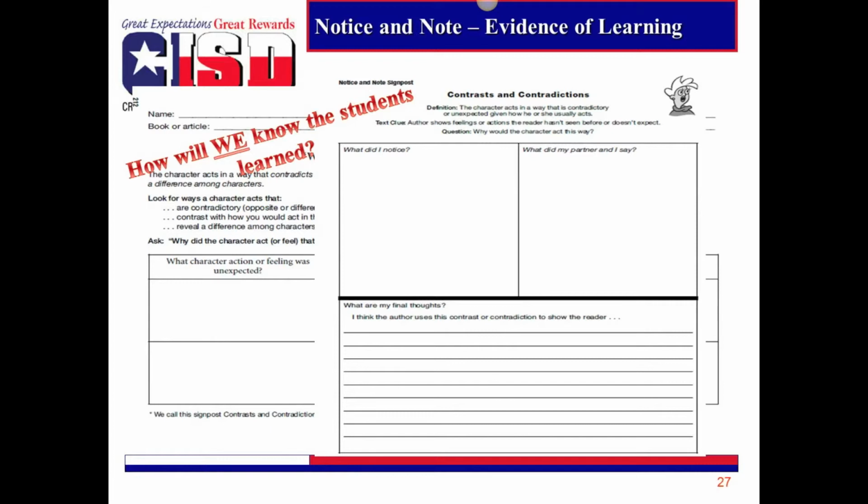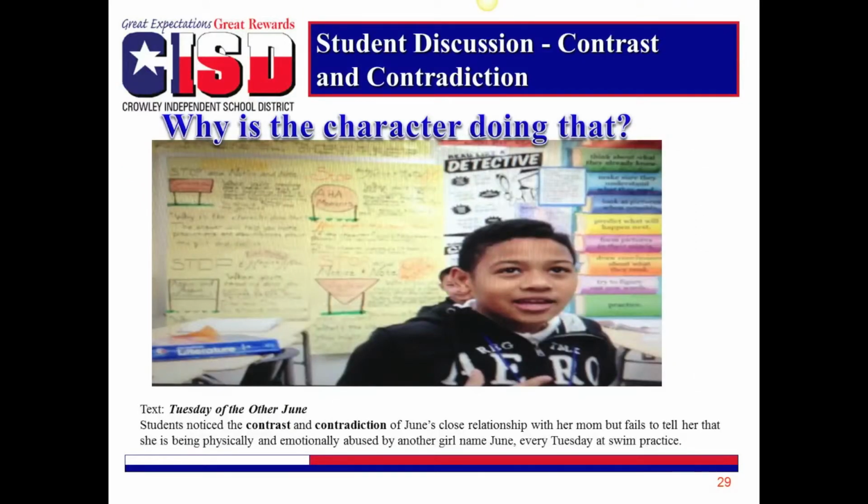This is another graphic organizer, an example of student discussions during the reading of Tuesday of Another June. Students noticed the contrast and contradiction of June's close relationship with her mom, but June failed to tell her that she's being physically and emotionally abused by another girl named June every Tuesday at swim practice. Listen to the students' thinking processes as they responded to the question, why is the character doing that? Later, students reflected and wrote about the most important signpost in this short story.